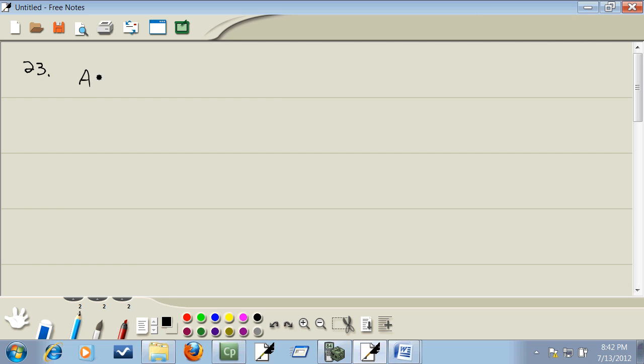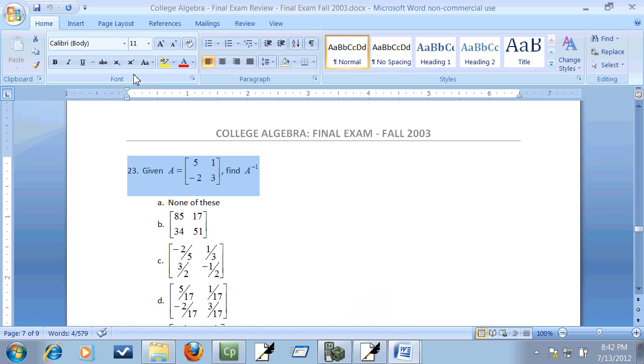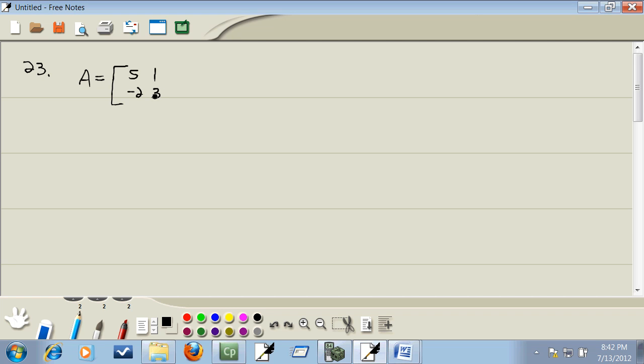Okay, so we got A is equal to 5, 1, negative 2, and 3. Now, this is a 2 by 2. What we do is we put our matrix down again, like this, and right beside it, we put this right here. It's a square matrix, and it's a diagonal 1s, 0s everywhere else. When doing this by hand, there's a shortcut also, but I'm just showing you this step in this problem. Our goal is to get the diagonal ones and zeros over on this side, so that's what we're going to work toward.